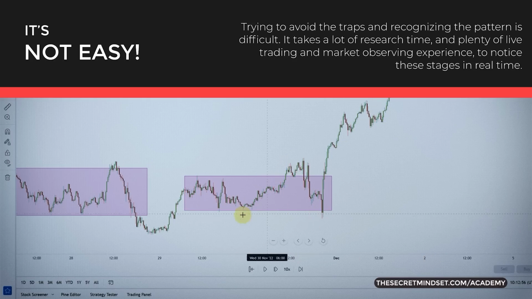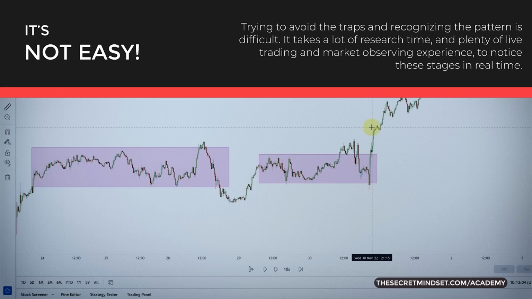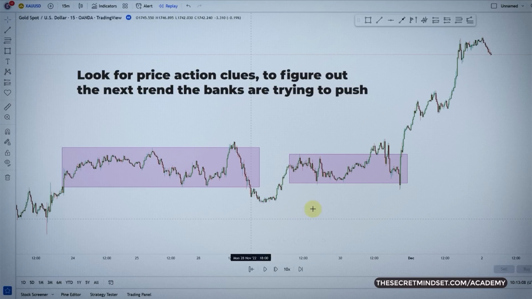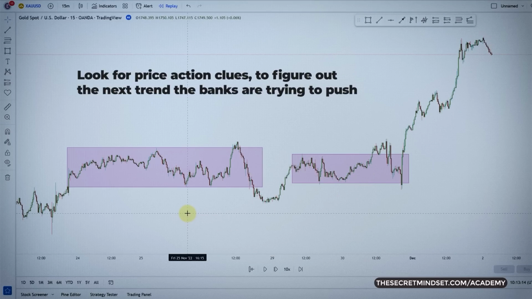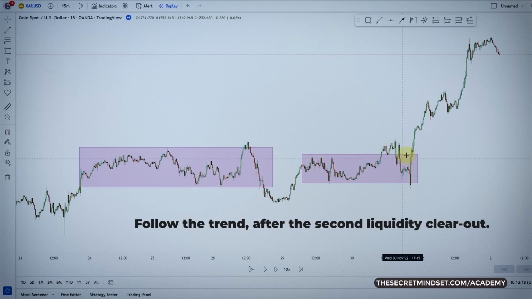It takes a lot of research time and plenty of live trading and market observing experience to notice the stages in real time. But if you understand how the banks are manipulating the market, you'll be able to identify the direction of the market trend that the banks are trying to push. Your next task will be then to just follow the trend after the second liquidity clearout.